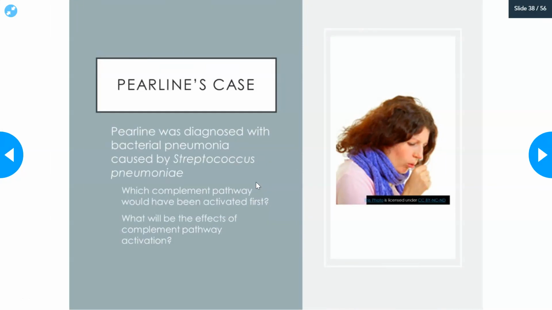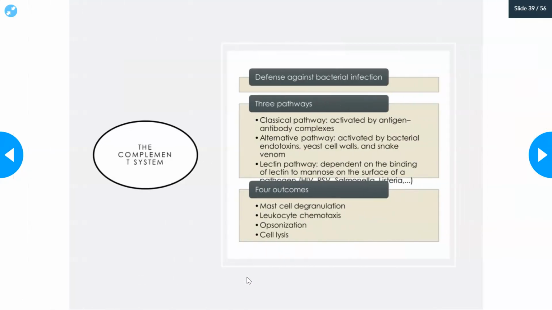So let's continue with Perline. She was diagnosed with bacterial pneumonia caused by Streptococcus pneumoniae. Which complement pathway do you think would have been activated first? We're going to talk about those for a second. And what will be the effect of complement pathway activation? So let's think about that in the complement system. The complement system is a defense against bacterial infections.